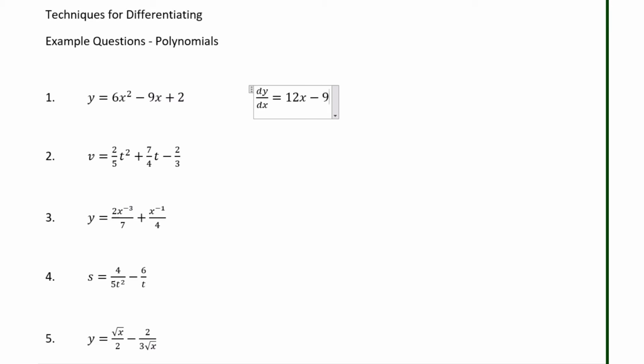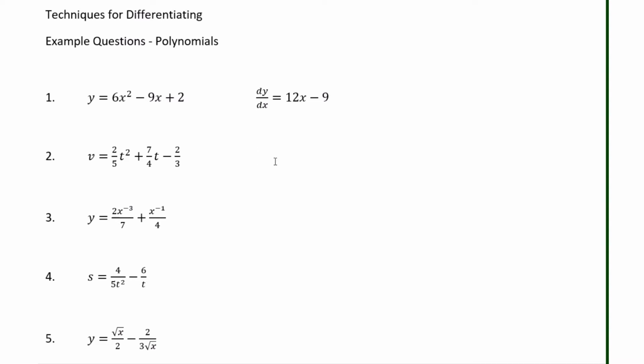And the last thing, the 2, that is again worked exactly the same way. The power of x this time would be 0. And when you multiply 0 by anything, you just get 0. You probably remember that if it's just a number on its own, it disappears. So the answer to that first one is just 12x minus 9. dy by dx equals 12x minus 9. Right, let's do the next question.